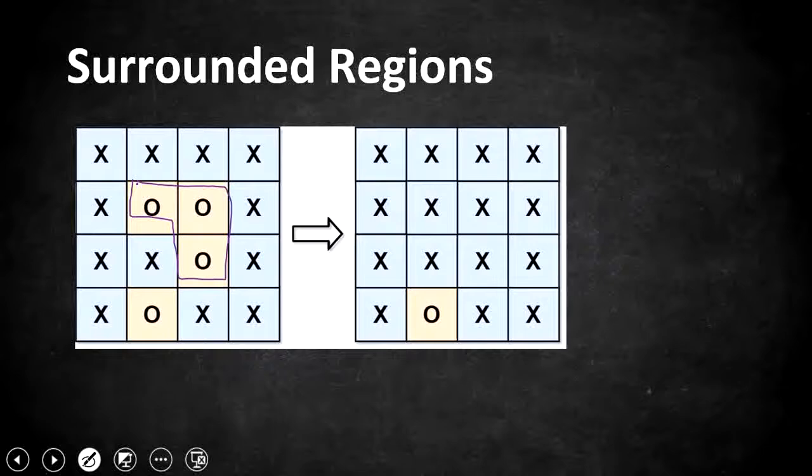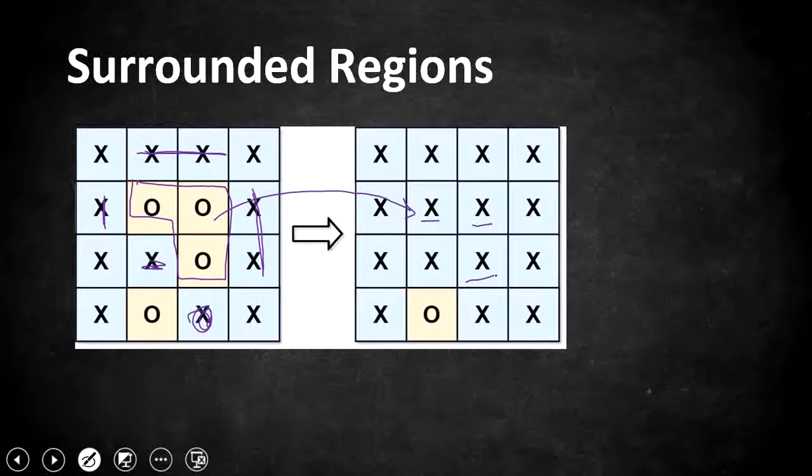In this case, the above 2 X's cover these two O's, and here there is 2 X's, here again 1 X, and here there is 1 X. Also there is the X on the down side. So as this region is surrounded by X in all directions, we can convert this to this. That is, we can mark all these O's to X.